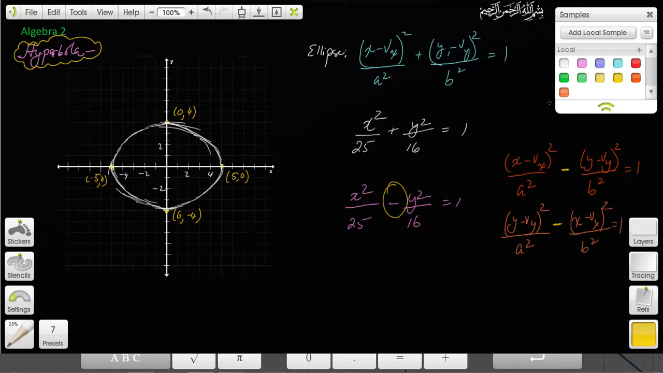Now that's it. Those are the two equations. There are two of them, and they will give either hyperbolas that look like this, or hyperbolas that look like this. So there are two types of hyperbolas. These are called horizontal hyperbolas, and these are called vertical hyperbolas.